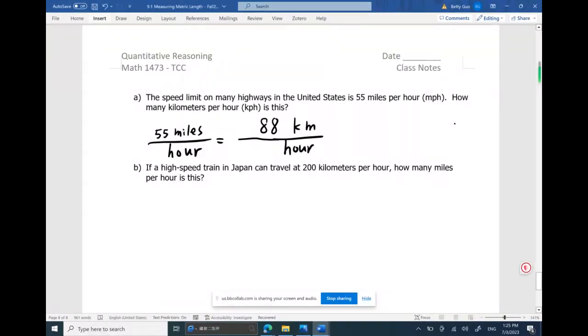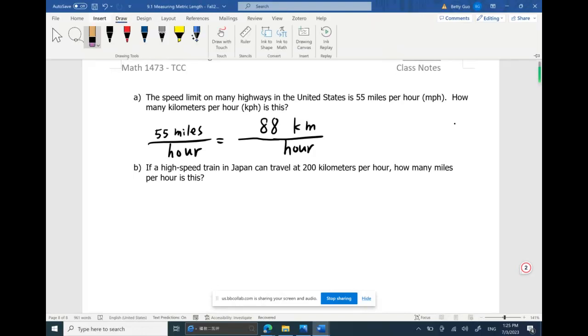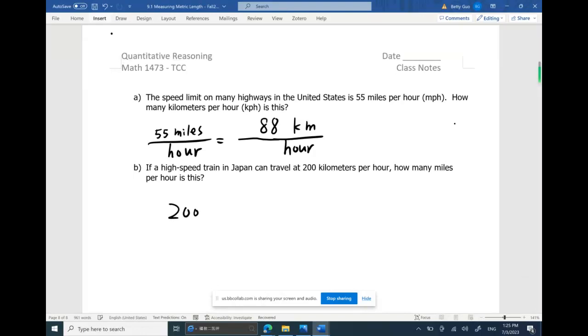Part B. If a high-speed train in Japan can travel at 200 kilometers per hour, so the given value is in kilometers per hour. And we need to convert that to miles per hour, okay? When you travel in Japan, you see the speed is 200 kilometers per hour. You want to know how many miles per hour that is. Same thing, the denominator remains the same. We do not have to do anything in the denominator. We only need to convert from kilometers to miles.